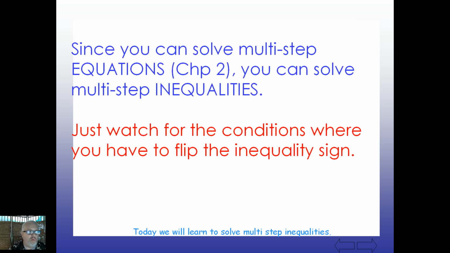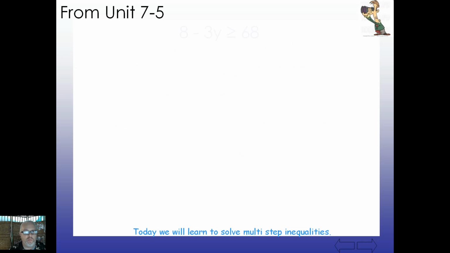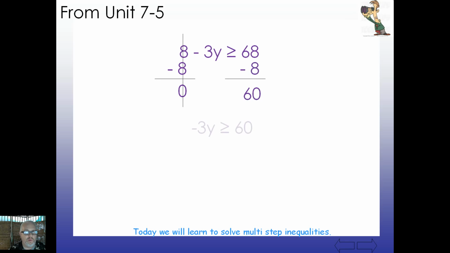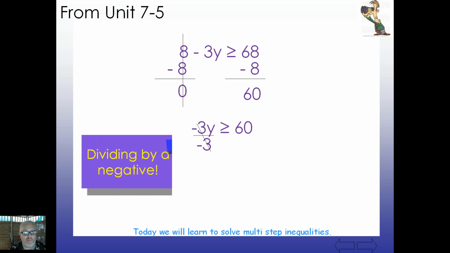Alright, now when we're working with inequalities, make sure we watch for the opportunity and the requirement to flip the inequality sign, okay? So in this case, 8 minus 3y is greater than or equal to 68. So we get rid of what's farthest away from y first. Let's go ahead and subtract 8 from both sides. And that leaves us with negative 3y is greater than or equal to 60.